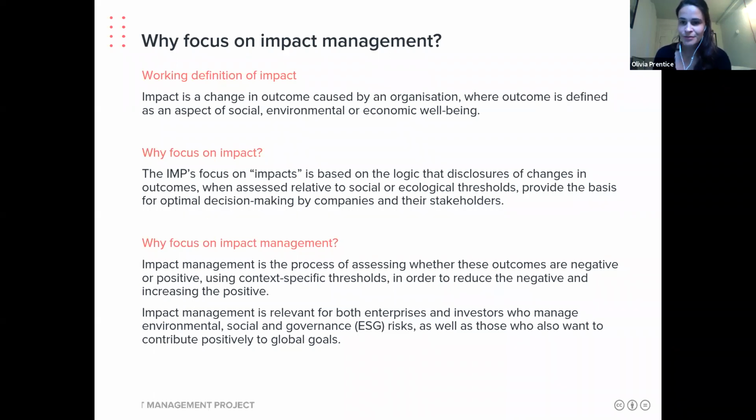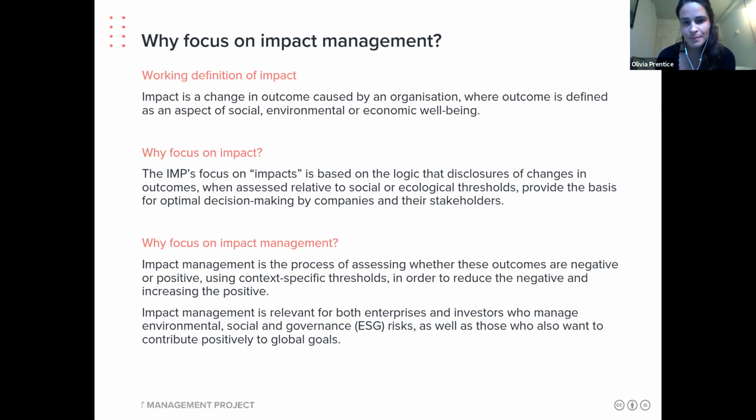So when we talk about impact throughout this, we'll be referring to changes in outcomes caused by organizations, where an outcome is an aspect of social, environmental, or economic well-being. For those of you not familiar with that definition, I would encourage you to look at the OECD work on well-being. So why is this important?